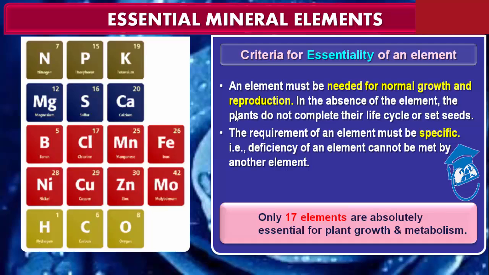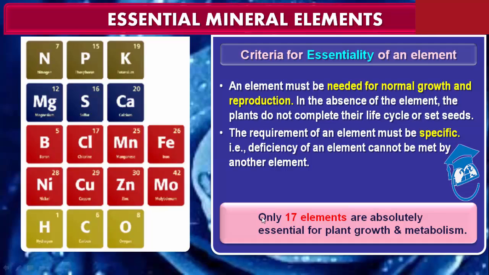The requirement of an element must be specific. That is, deficiency of an element cannot be met by another element. That means it cannot be replaced by another element. In other words, deficiency of any one element cannot be met by supplying another element. The element must be directly involved in the metabolism of the plant. So this is the criteria for the essentiality of an element. Okay?